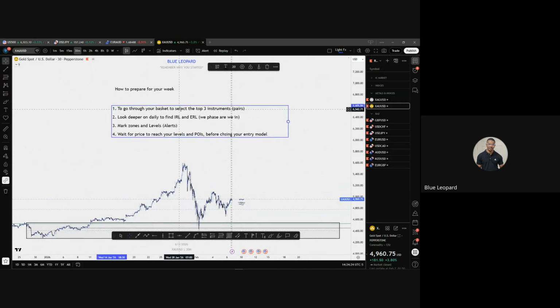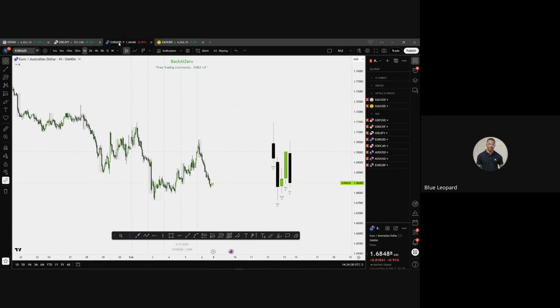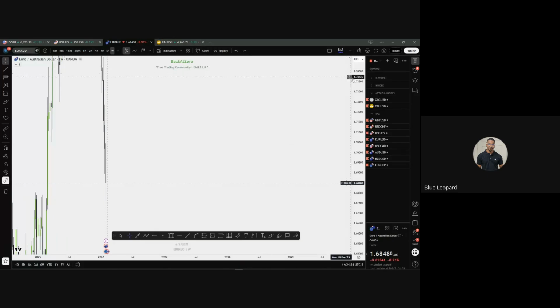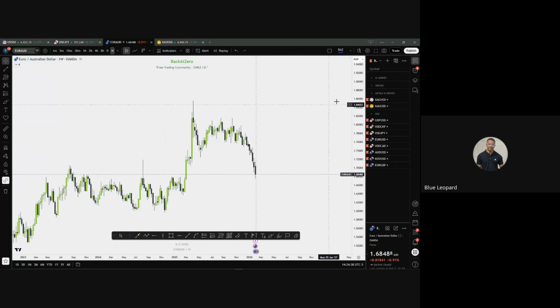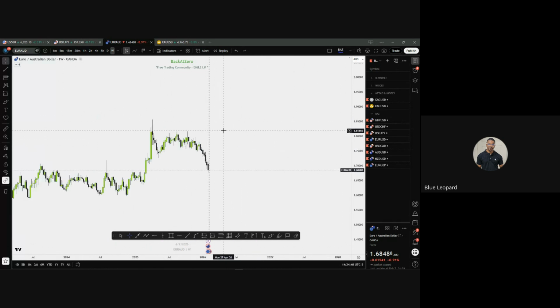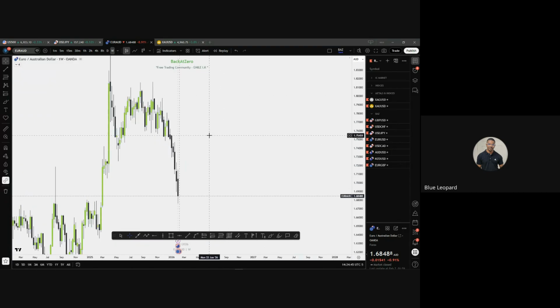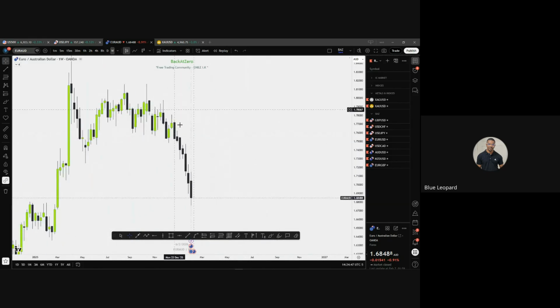So we go through the basket now to select the top 3. Okay, we already have an idea, but let's see if it speaks to us on the weekly chart. Let's go on the weekly chart first. Remember, I've been teaching this since day one. The candle behavior will always tell you what the next candle will do. And I've been showing you this, since these are weekly candles.